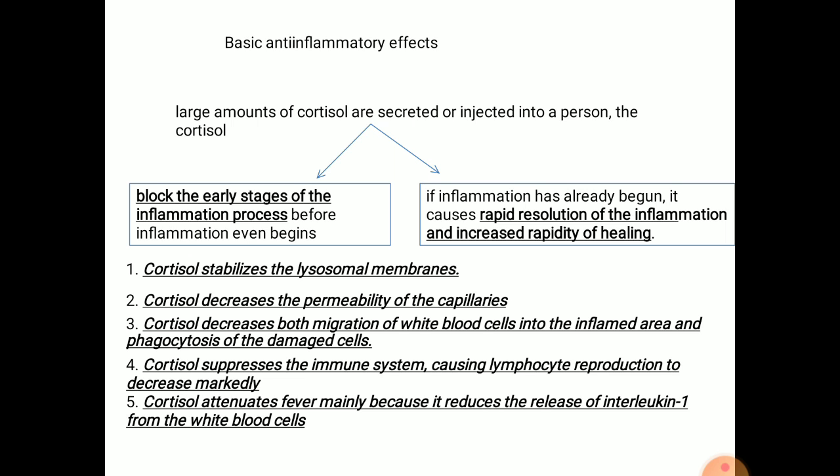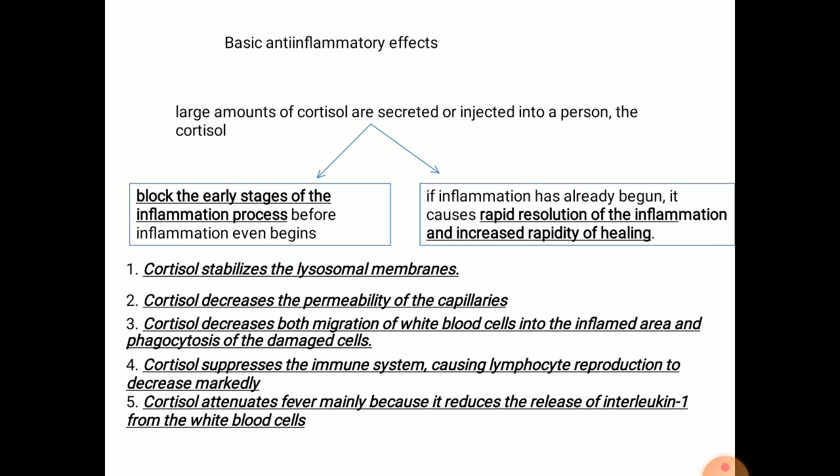Third one, cortisol decreases both the migration of the white blood cells into the inflamed area and the phagocytosis of the damaged cells, and this effect probably results from the fact that cortisol diminishes the formation of the prostaglandin and leukotrienes, which otherwise would increase the vasodilatation, capillary permeability and mobility of the white blood cells.